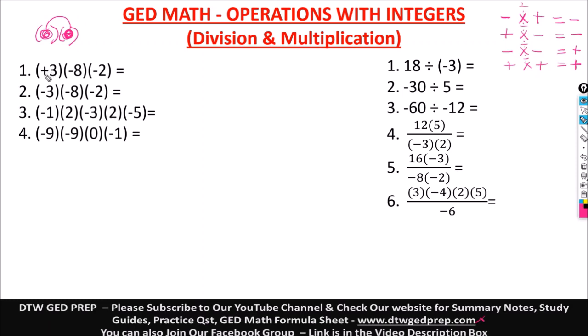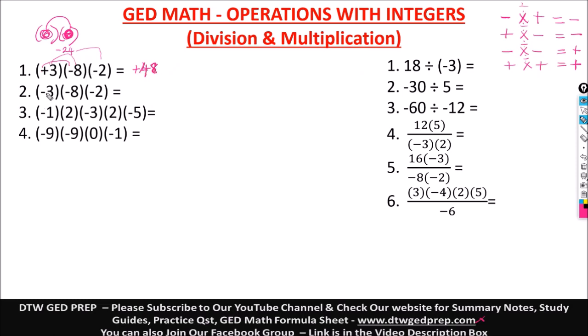So here, this says a positive 3 multiplied by a negative 8. First of all, you can do the numbers first. What is 3 times 8? 3 times 8 is 24. Then what is the sign? Positive times negative. From our rule here, it is going to be negative. So we have this answer, negative 24. Now we have to multiply negative 24 by negative 2. 24 times 2 will give us 48. Then a negative times negative would give us what? A positive. So the answer to this is a positive 48. I hope you see this.